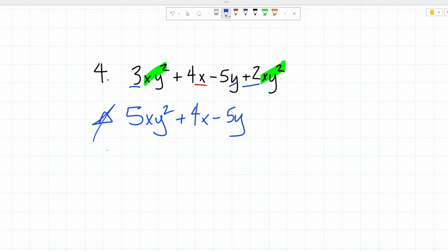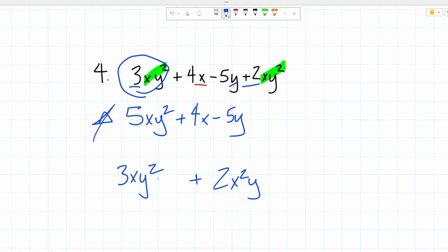Easy enough, hopefully. Now, before we're done, there is one important thing that I want to point out. Let's take a look at this up here. At the beginning of the video, I said that we need to make sure we're looking out for the same variables and the same exponents. Now, if I had this, and then let's say I had plus 2x squared y, technically these have the same variables and the same exponents, right? They both have x and y, and they both have squared, but these would not be like terms. Not like terms.